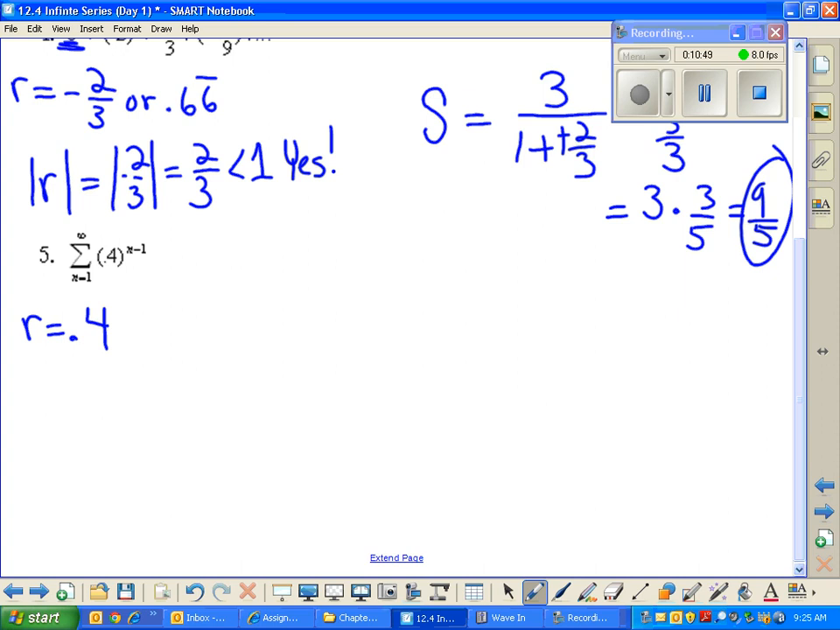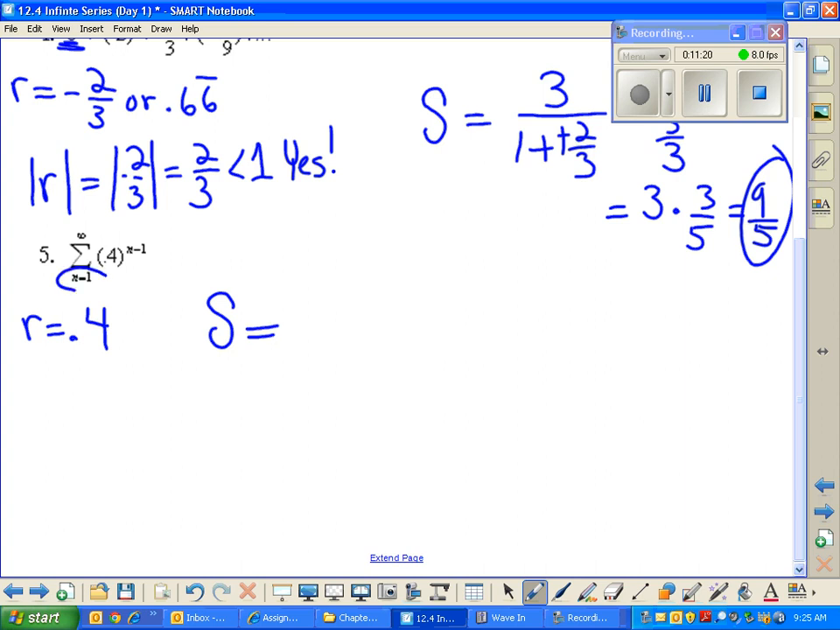Number 5. So we have sigma notation. It starts on the bottom at n equals 1 and goes to infinity, with 0.4 raised to the n minus 1 power. I think, Will, you gave us this common ratio, right? How did you know that it was 0.4? Yeah, it's the base for the variable exponent. Good job. It's kind of right in the problem. So now what I need to do is write my sum formula.